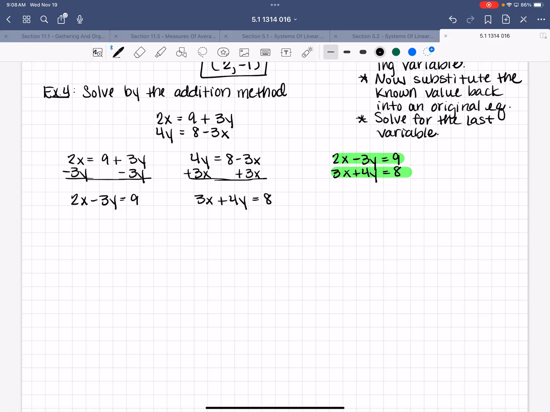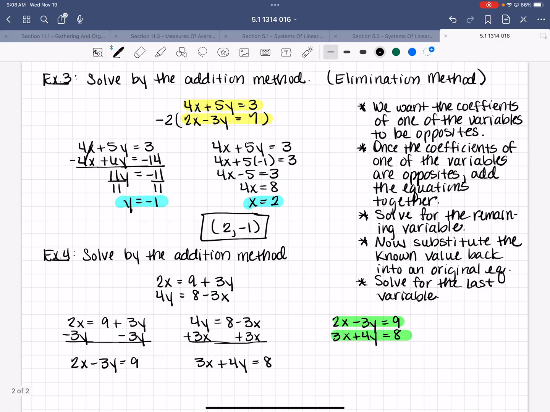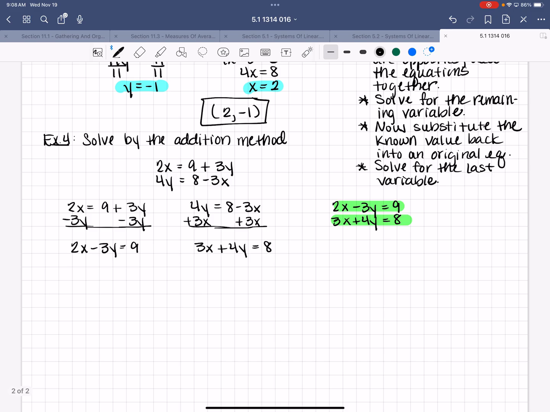Now, looking at this, it's not as nice as it was in example 3, where one of them was already a multiple of the other one. 4 was a multiple of 2. All I had to do was multiply that bottom equation by -2. That's not the case here. We've got 2 and 3. We've got 3 and 4. So what we're going to have to do, no matter which one we pick to add together and eliminate, we're going to have to multiply both equations by something.